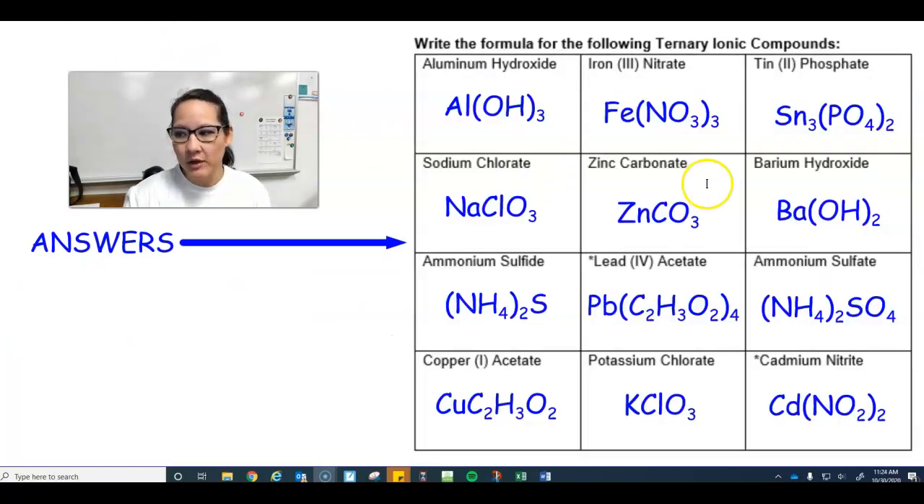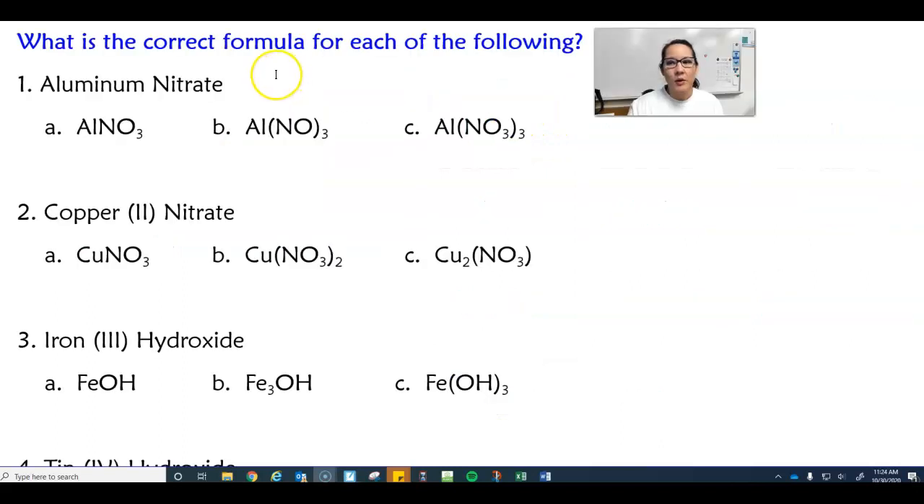Please take note that hydroxide, when you need more than one hydroxide, it must go in parentheses with the subscript on the outside of the parentheses to show that you have 3 sets of oxygen and hydrogen. So write the correct formula for each of the following. Take a moment, use your notes, and see if you can get the correct answers. Pause the video, unpause when you're ready to see the answers.